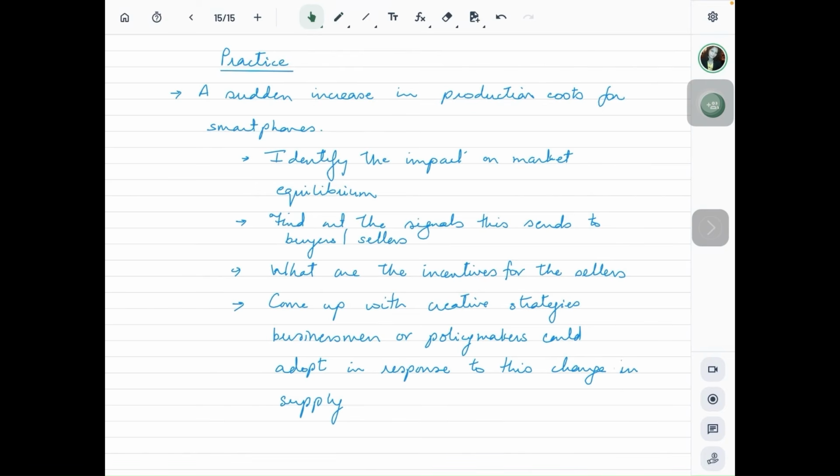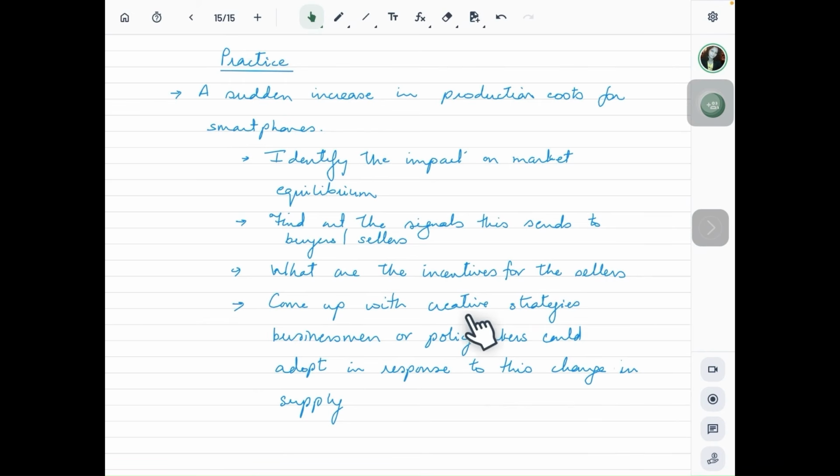Alright students, before I end the video here, this is a practice scenario for you. There is a sudden change in the production cost for smartphones. This is what you are supposed to look at. You need to identify the impact on market equilibrium, find out what signals it is sending to the buyers or sellers, and whether there is excess or scarcity in the market. What are the various incentives for sellers?